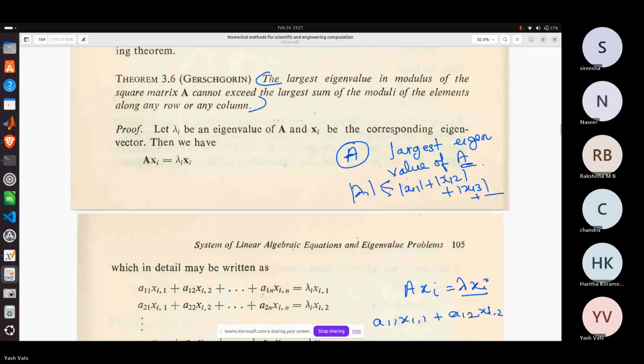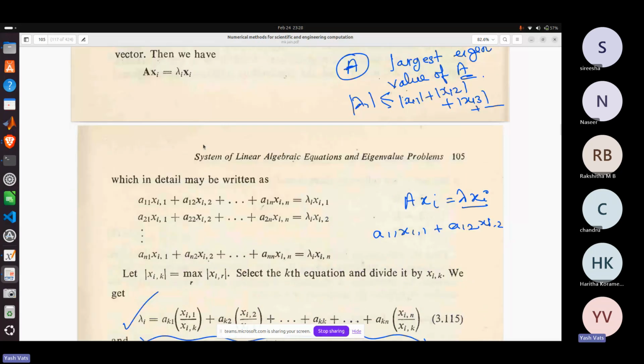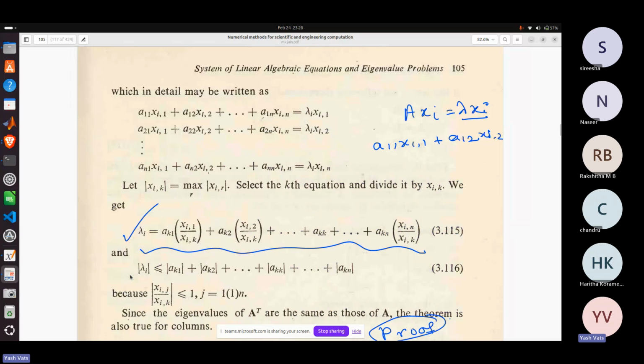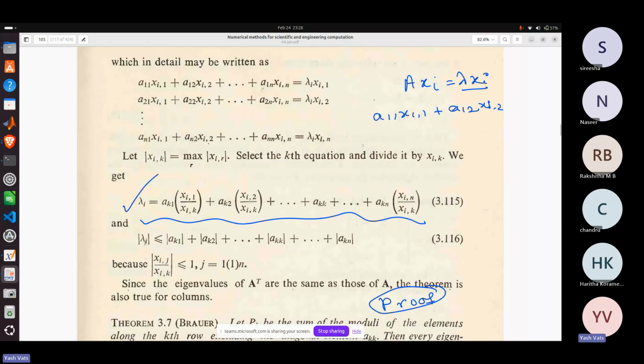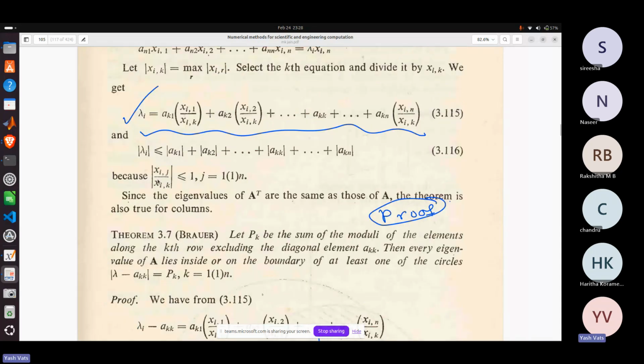Okay, so what does it say? Lambda is the eigenvalue and it cannot exceed the sum of the coefficients on the top row, bottom row, any row. So this is a very important thing that you need to remember.